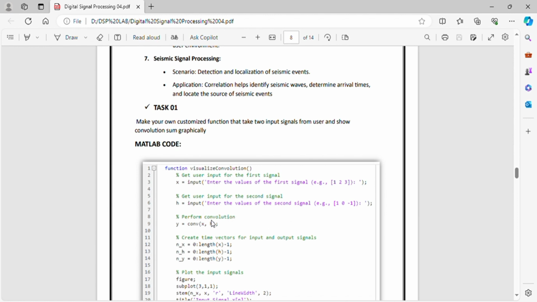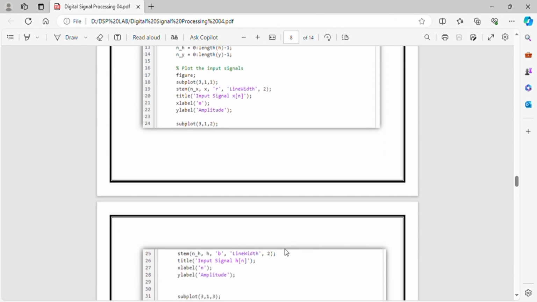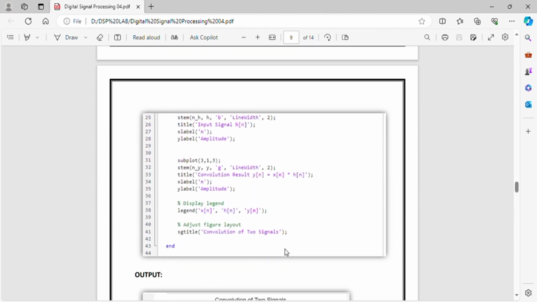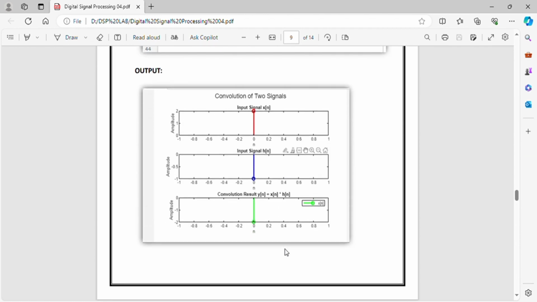Perform convolution, y = conv(x, h), and create time vectors for the input and output signals. Now plot these signals with subplot, give them titles, adjust the figure layout, and display the legend. The resulting output gives the three signals: the input signal x[n], the input signal h[n], and the convolution result y[n] = x[n] * h[n].